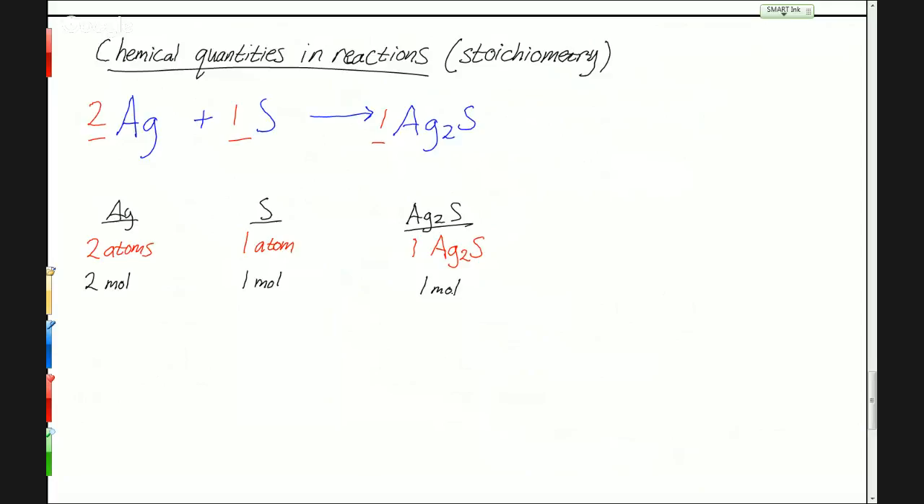What if we had 2 moles of this one? How much of the first one would we need? 4, right? Because the proportion has to be the same. If one of these needs 2 of these, then 2 of these needs 4 of these, and so on. And how much Ag2S would we make? 2. We keep the same proportions. Great.